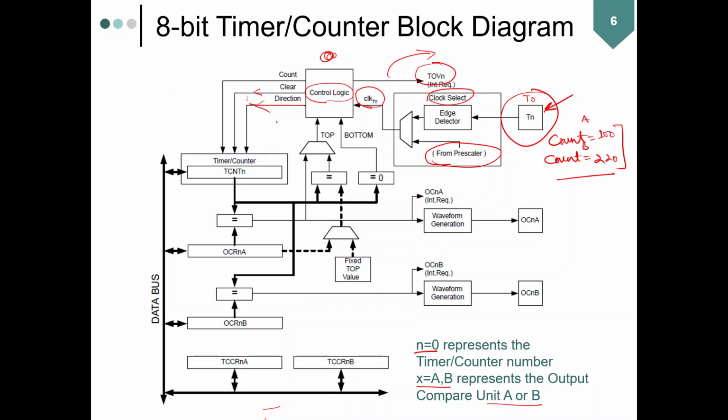So you have a clear signal. The clear signal actually clears the total count up to which the timer has already counted. So for example, it has counted up to 88 and you give the clear signal, it will reset to 00, all zeros. And then the count signal is the signal which actually takes the counter forward. So this is the timer counter register. And then here you have the compare register.